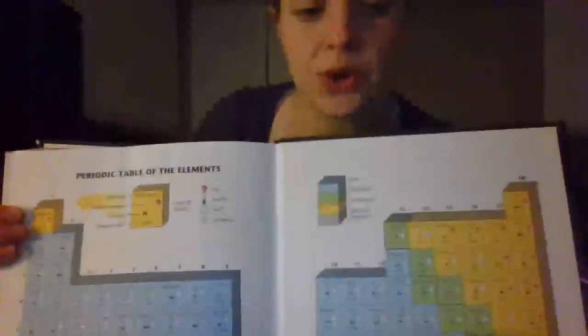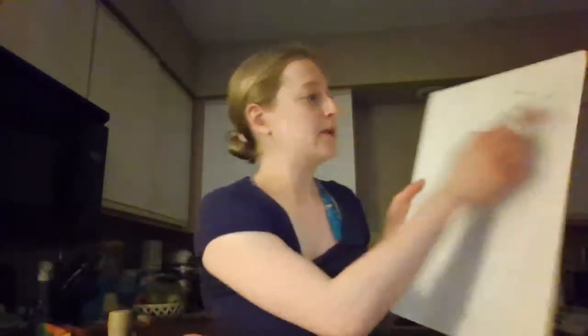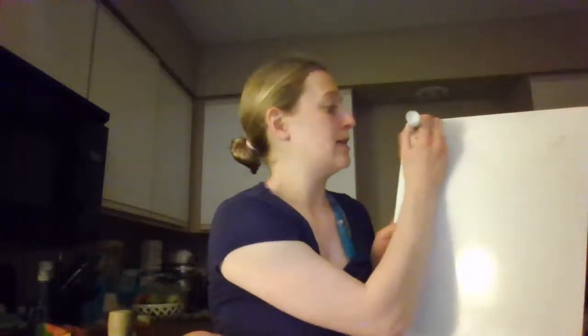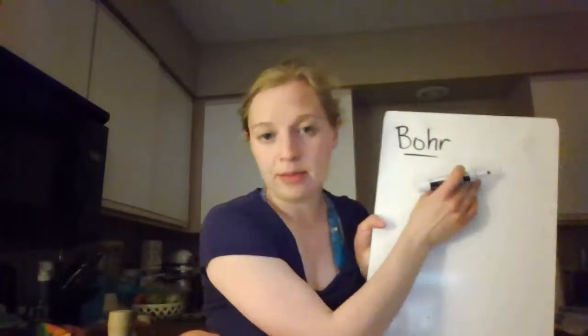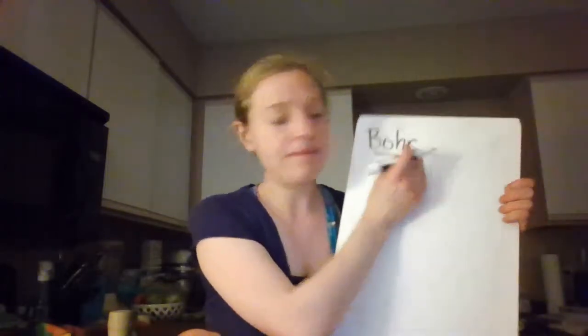All right, so there are 2 different types that I'm going to teach you. One of them is called the Bohr model, and one of them is called the Lewis structure. The Lewis dot structure is the more simplified version, and the Bohr model is the longer version. Okay, so Bohr is named after a scientist named Niels Bohr, and there's actually an element on the periodic table named after him. It's called bohrium.